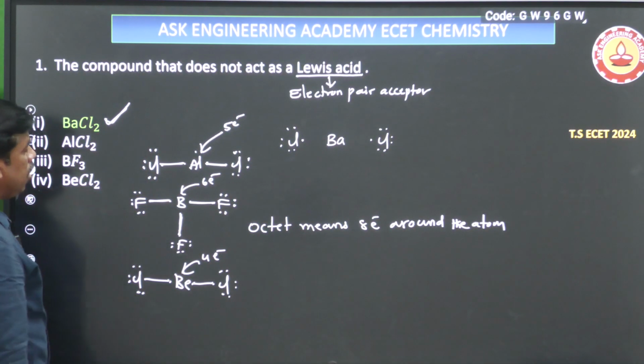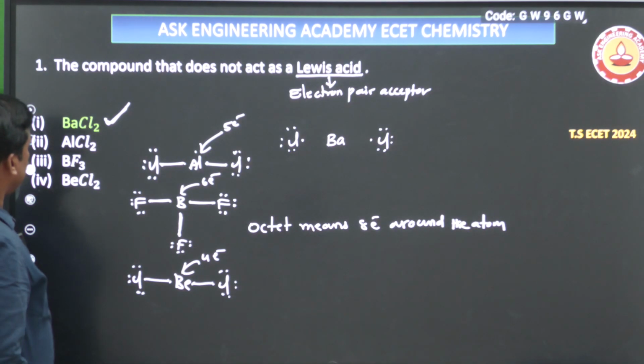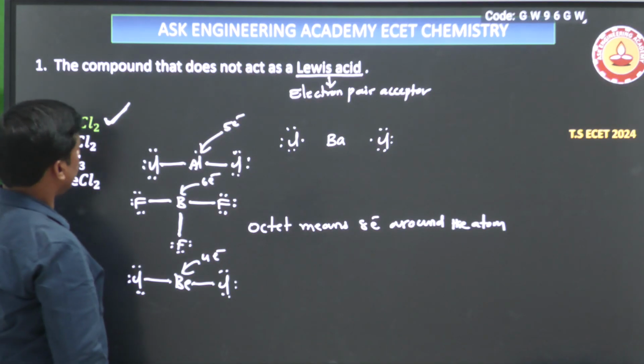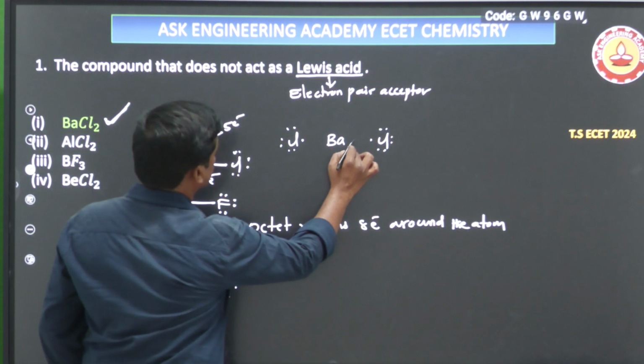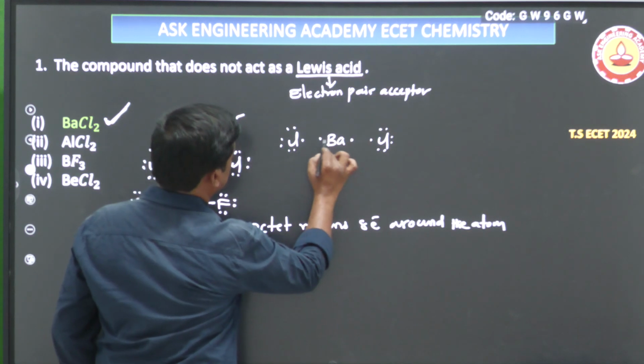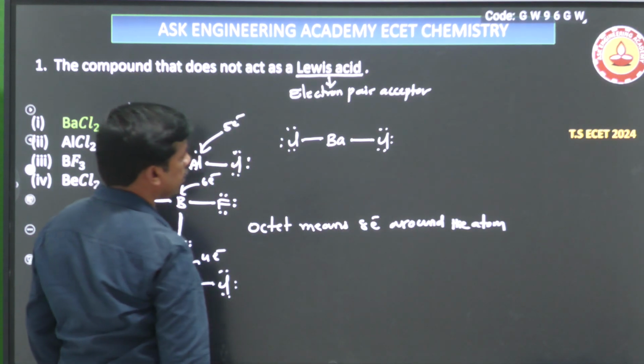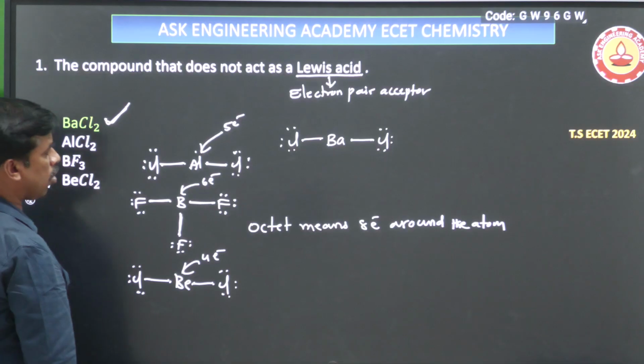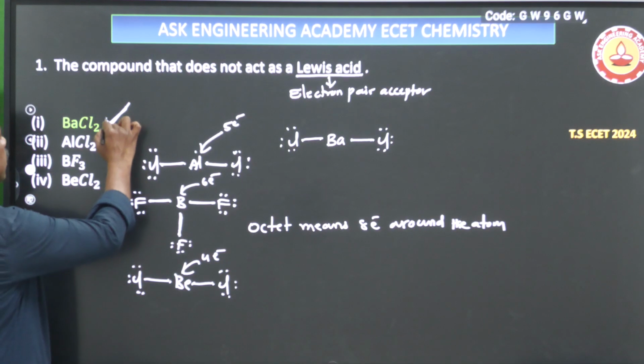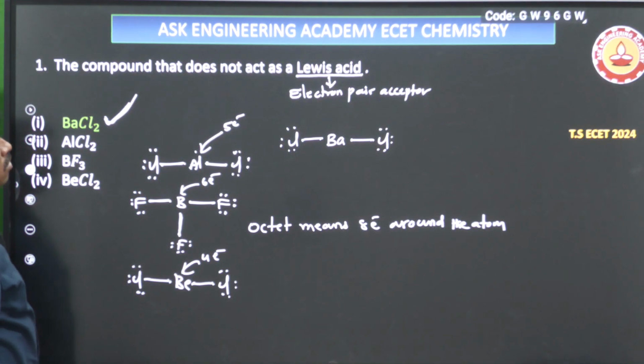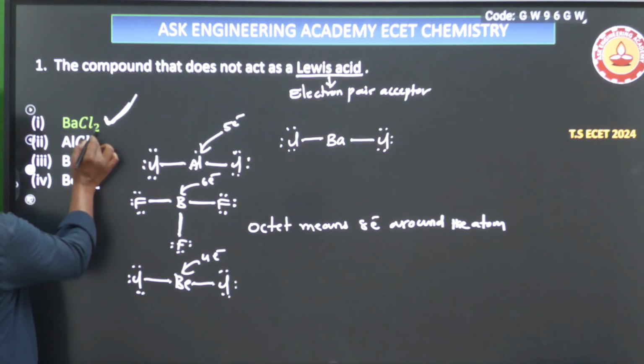What is barium's configuration? It belongs to the group 2 elements. To form barium chloride, it satisfies the octet rule. This is the right option: the compound that does not act as a Lewis acid is the one that is not an electron deficient compound.